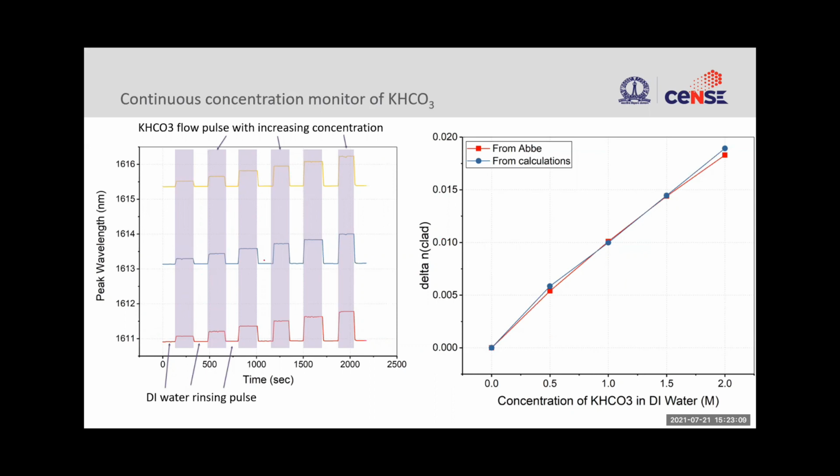There are 3 spectral responses that you can see here. This is just a response from the device. Again, this is an advantage when you use such a resonant device, where you can look at 3 different responses at the same time. We pulsed between different concentration and DI water flushing. On the right side, you can see an excellent match between the measurements that we do and the calculated refractive index change from on-chip measurements. This is a very nice fit that we were able to get.